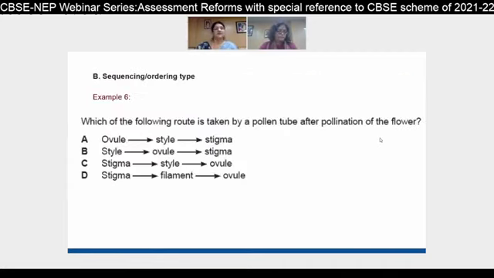Next question, please. Complex multiple choice questions can also be in the form of a sequencing or ordering type questions. So here the student is expected to do a lot of permutation, combination, figure out which is the best possible solution for this.